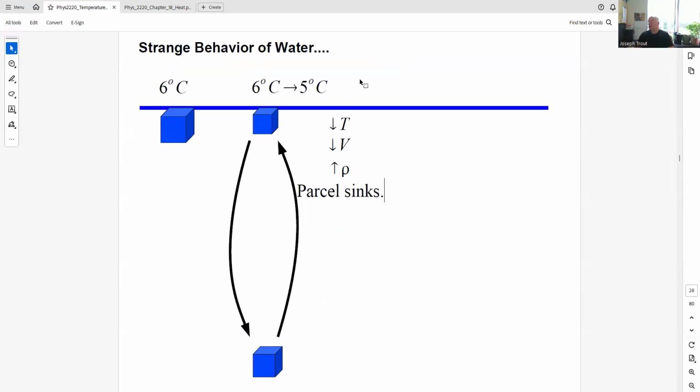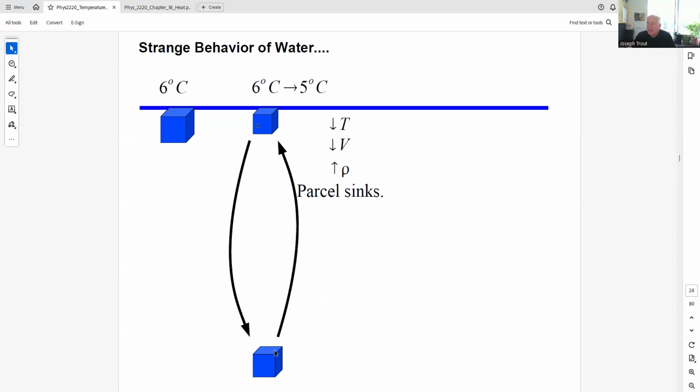So let's look at water. Here we have a chunk of water, and it's at about 6 degrees. And winter's coming, just like today. So it cools off a degree, so it gets smaller. So now the water at the top, its volume has decreased, so its density has increased and it sinks to the bottom. And then water comes up to fill in.